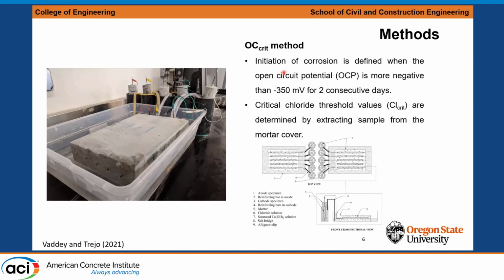What we do here is we consider that corrosion has initiated when the open circuit potential is more negative than negative 350 millivolt for 2 consecutive days. This criterion of negative 350 millivolt is with respect to copper sulfate electrodes. However, other standard electrodes can also be used, and the threshold criterion has to be adjusted accordingly.